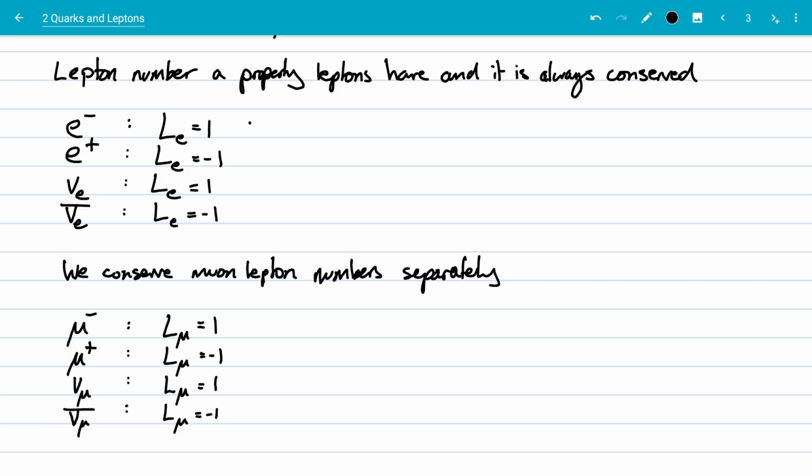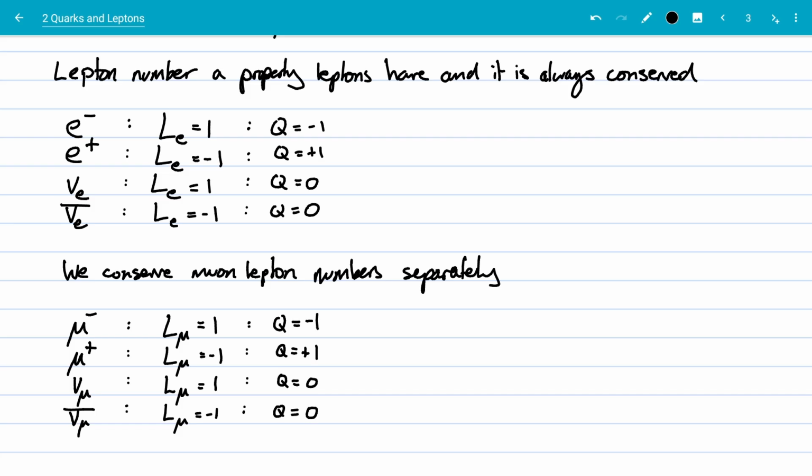So this is interesting because it doesn't follow the same thing as charge, of course. We've got a charge of -1, a charge of +1, a charge of 0, a charge of 0. We could do the same thing for our muon family of leptons. A charge of -1, a charge of +1, a charge of 0, and a charge of 0. We use a Q for charge, we always do. Those are the properties of these leptons, and we conserve charge in every interaction, and we conserve lepton number in every interaction. But the lepton number must be conserved separately for the different families of leptons.